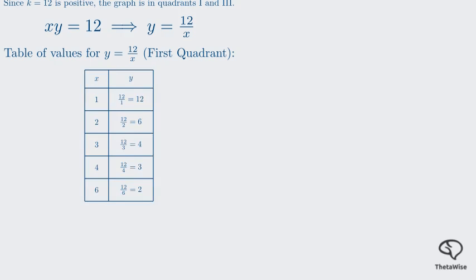If x is 1, y is 12. If x is 2, y is 6. If x is 3, y is 4. If x is 4, y is 3. And if x is 6, y is 2. These give us a good shape for the first branch. Let's plot these points on our coordinate plane. Remember, our asymptotes are the x and y axes. After plotting these 5 points, sketch a smooth curve that passes through them, bending towards the x and y axes without ever touching them. This is our first branch.